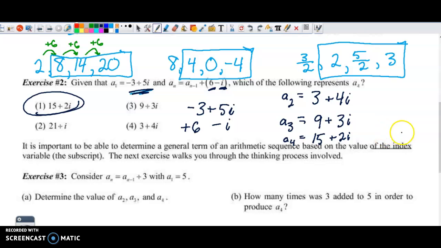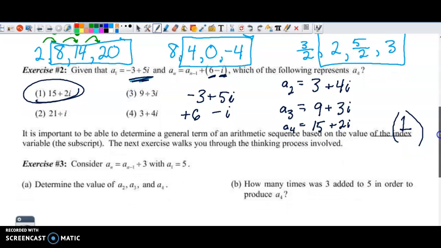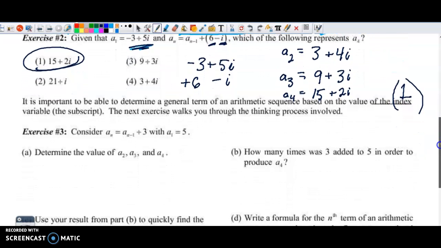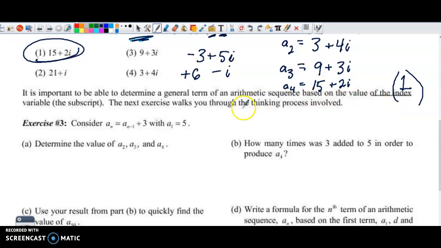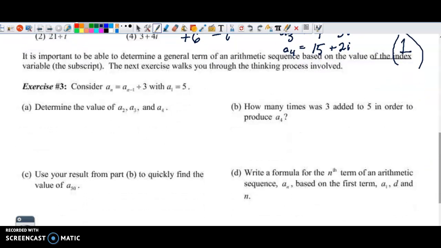So as you look at your options, option 1 is what we want. And apparently I messed up printing this off, as that little line fell off. So you have option 1 on that one. Sometimes, I think what we're doing on this next one is trying to walk you through the thinking process involved in answering these types of problems.